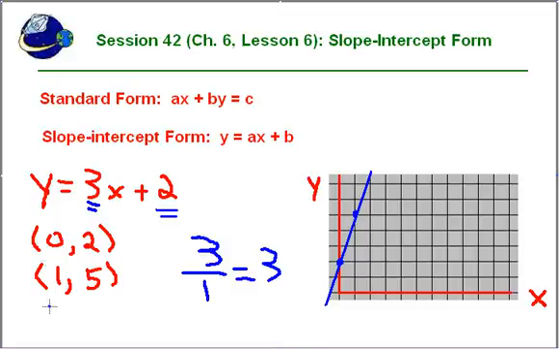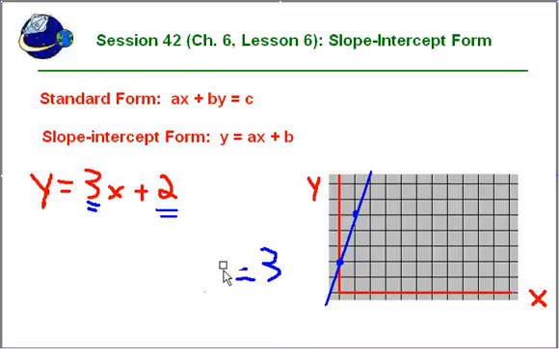Now, had I not chosen any values here, let's just go ahead and erase these a little bit. If we had not chosen any values and plugged them in and calculated what those ordered pairs would be, we can actually take a look here at our slope-intercept formula, and with pretty little effort, plot this line. Now, I'm not going to actually plot it per se. I'm just going to show you what we can do.